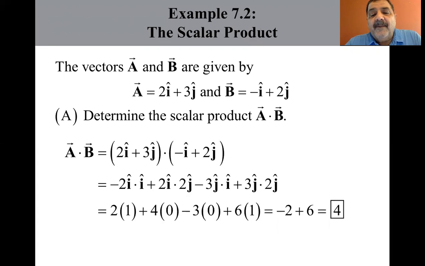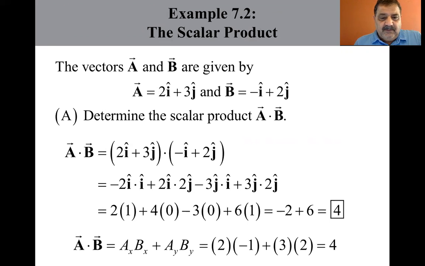-3j dot i plus 3j dot 2j. Well, the i dot j and the j dot i are both going to be 0, and the i dot i and the j dot j are both going to be 1. So we end up with -2 times 1 plus 4 times 0 minus 3 times 0 plus 6 times 1. So we're going to end up with, well, they missed a minus at the beginning, -2 plus 6, and that's equal to 4. So this is strictly a mathematical exercise in the dot product.